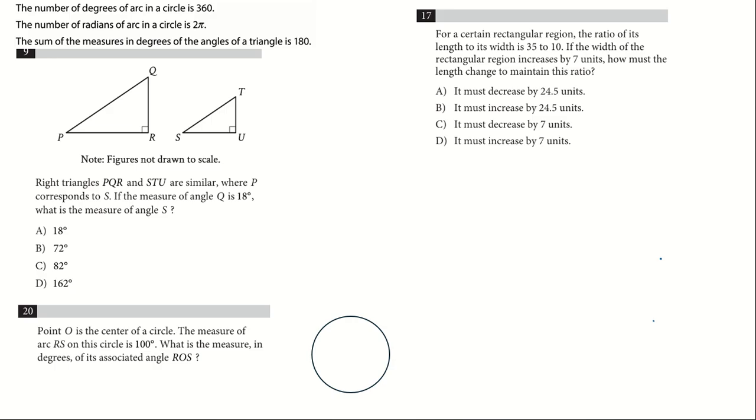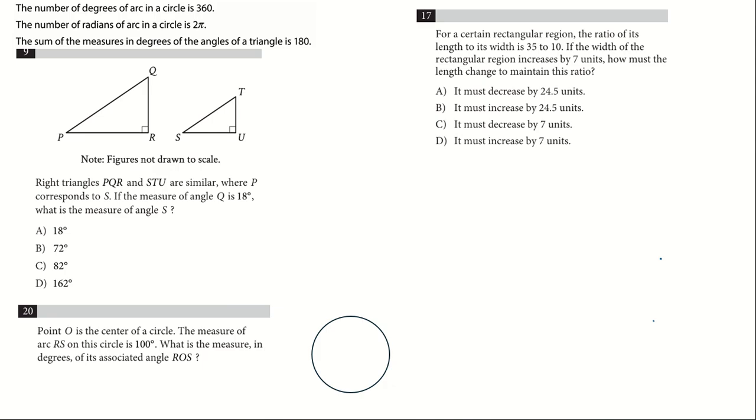Now, it's interesting that the SAT includes some formulas for geometry at the top of your module sheets, right? So I kind of picked out ones that were relevant to the problems we're doing. Here, the main one that's going to be relevant is it tells you the sum of the measures in degrees of the angles of a triangle is 180. So we're going to use that in this first problem.